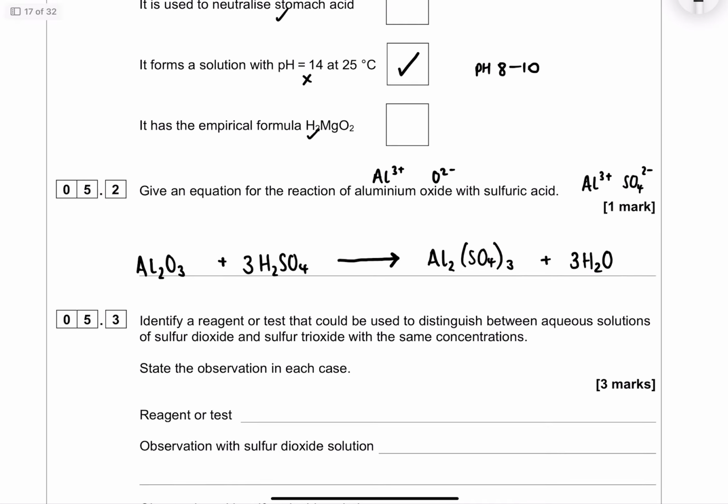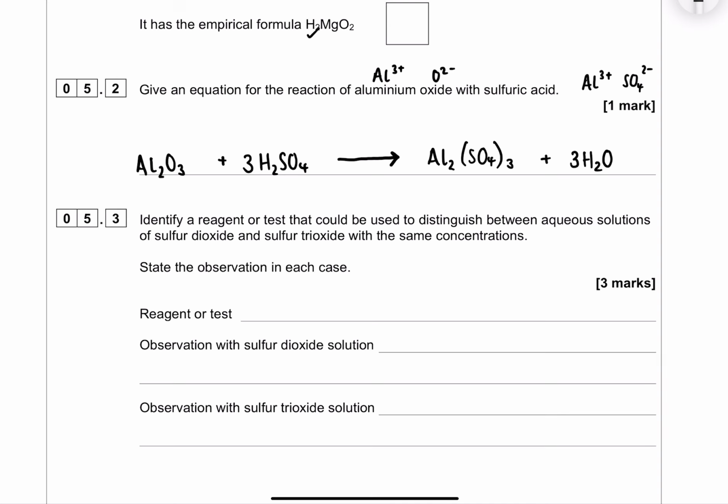Identify a reagent or a test that could be used to distinguish between aqueous solutions of sulfur dioxide and sulfur trioxide. Well, in water, sulfur dioxide reacts to form sulfuric(IV) acid, whereas sulfur trioxide forms sulfuric(VI) acid. We know from our study of period 3 oxides that sulfuric(IV) acid is a weak acid, whereas sulfuric(VI) acid is a strong acid. So what we're looking for is something that can tell the difference between a weak and a strong acid.